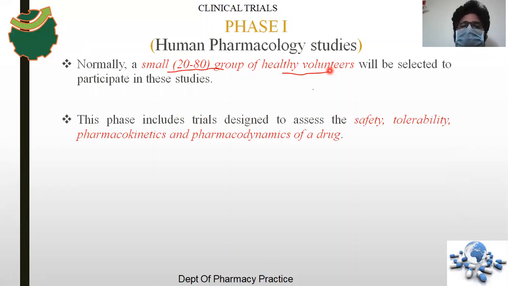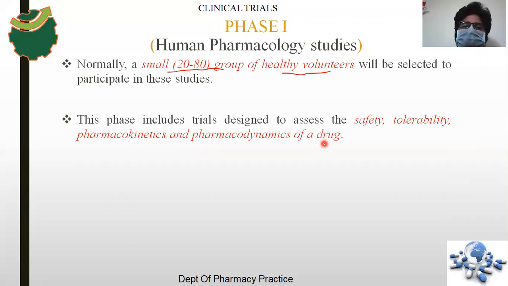Okay, next one. Phase one will be done to see the safety dose, tolerability dose, pharmacokinetics and pharmacodynamics of the drug. This PK/PD, tolerability and safety, we will be getting in preclinical trials, but preclinical trials will be done in animals. So we'll be getting the safety, tolerability and PK/PD in animals.